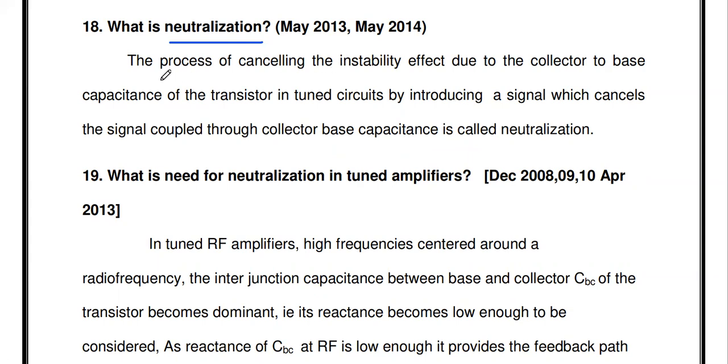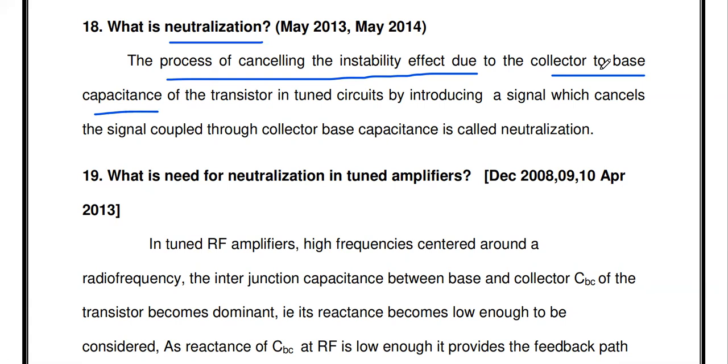Neutralization is a process of cancelling the instability effect. In a tuned amplifier, which is used in the high frequency region, that is in the range of hundreds of kilohertz or megahertz, the tuned amplifier is constructed using a transistor. So when we operate the transistor at higher frequencies, the interbase capacitance, that is the collector to base capacitance, becomes dominant.